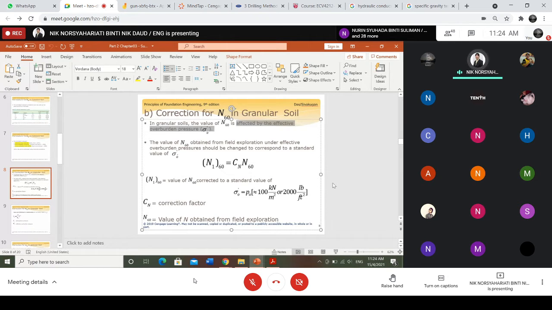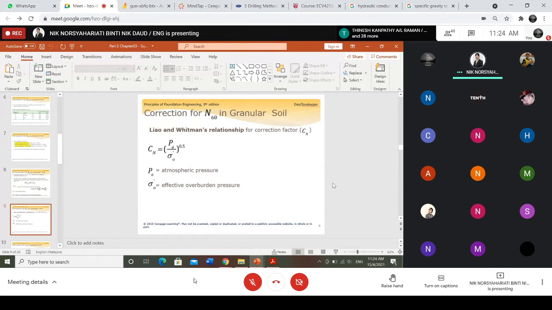So this one also can be found with detailed explanation in your Mindtech. This is just if you want to highlight in your Mindtech, or jot down a small mini note there, and so on. Alright. So for the correction, there are also a few references or a few researches that have been done. As for Liao and Whitman, they come up with this equation that can be used to correct the N60. This one is for granular soil.